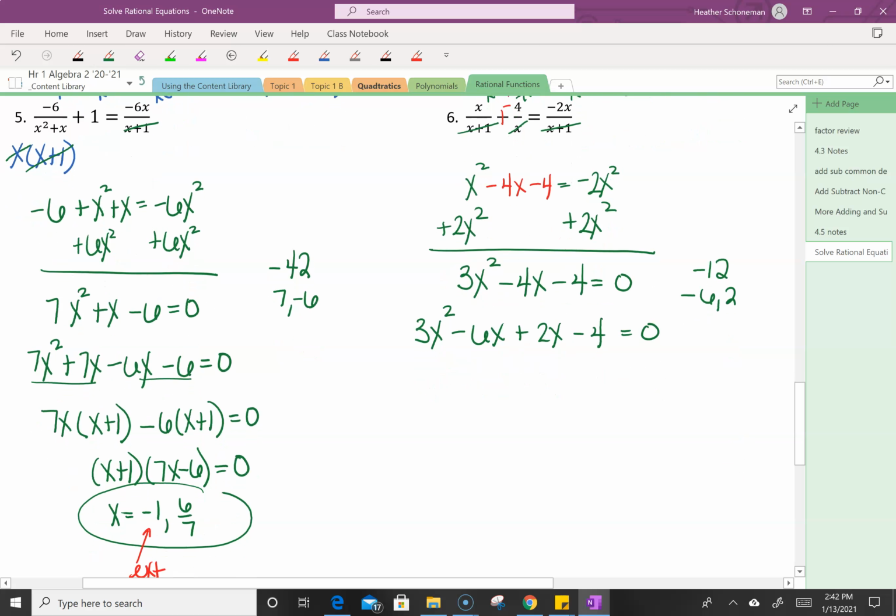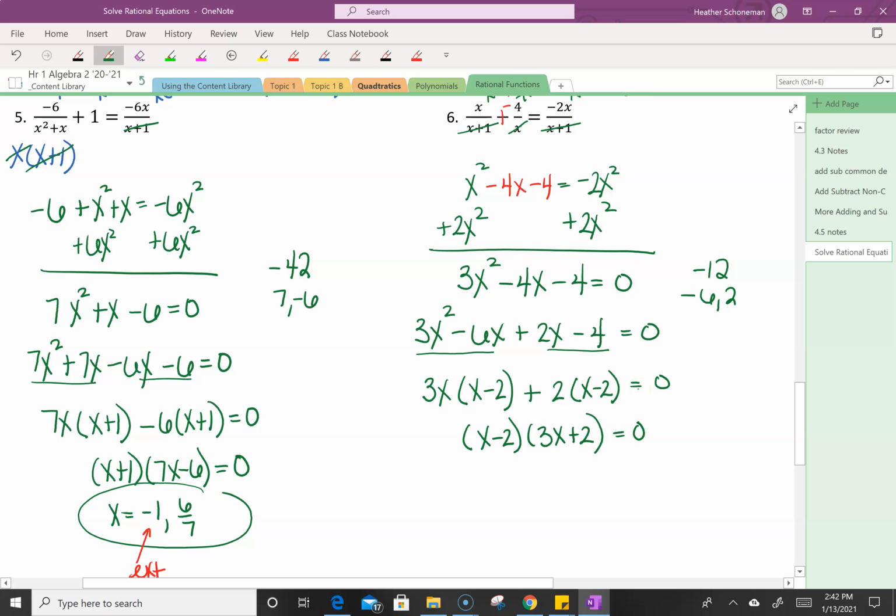Now that it's 4 terms, I'm going to factor by grouping. So the first 2 terms, I can take a 3x out, and I'm left with x minus 2. Plus, out of the next 2 terms, I can take out a 2, and I'm left with x minus 2 equals 0. Write my final answer, x minus 2 times 3x plus 2.